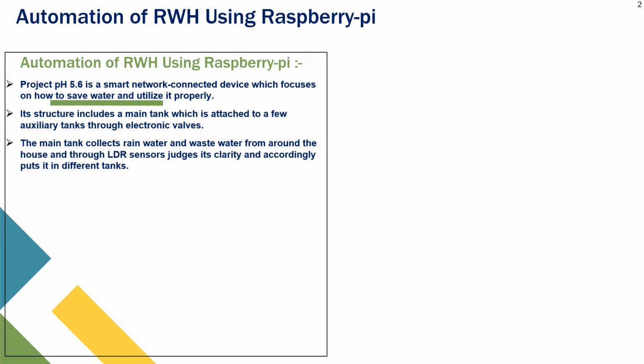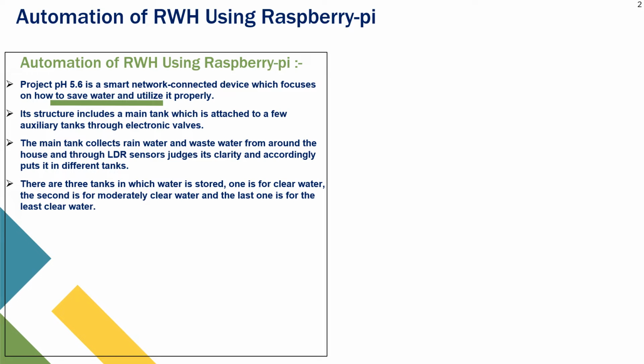There will be three tanks in which the water should be stored. One is for the clear water, the second is for the moderately clear water, and the third is for the least clear water. Once the tank is full, the ultrasound sensor will send a signal to the LDR to start processing the water, that is, to segregate water based on the clarity. The water will be poured out to one of the three tanks.